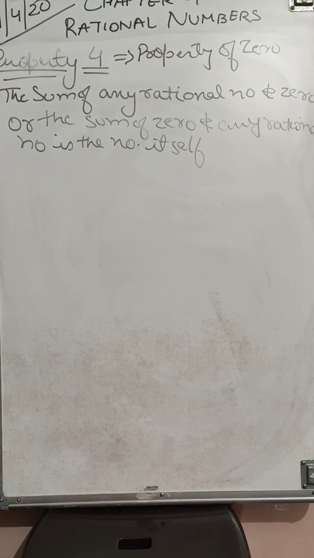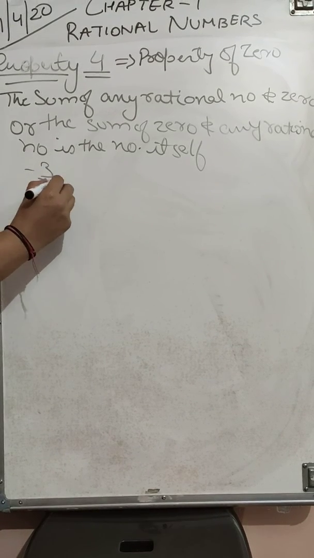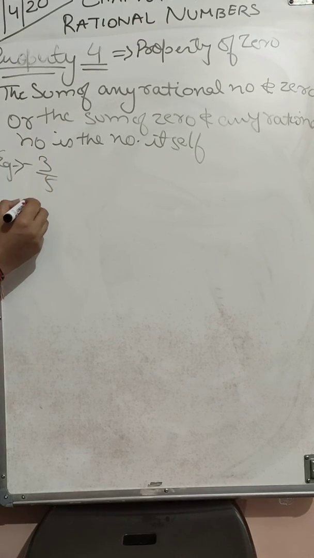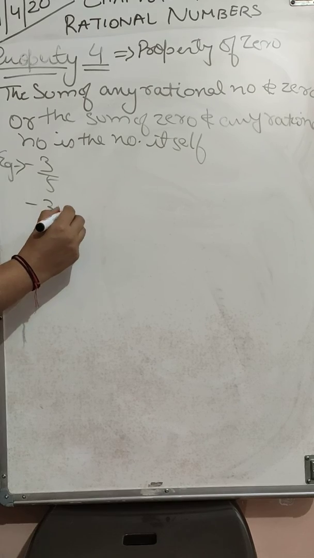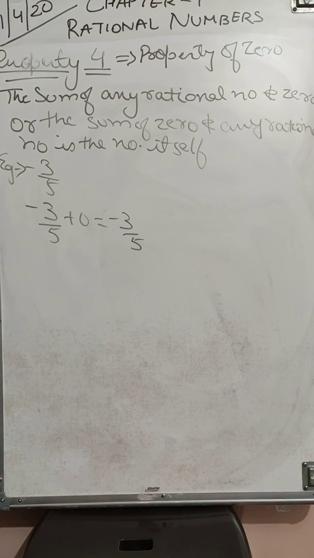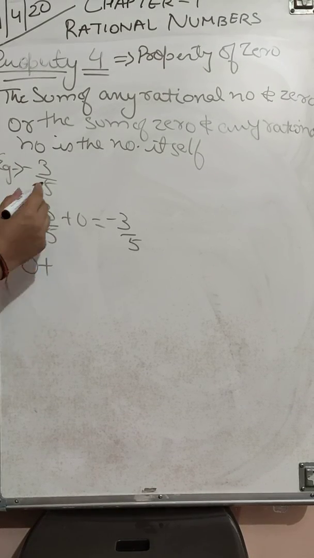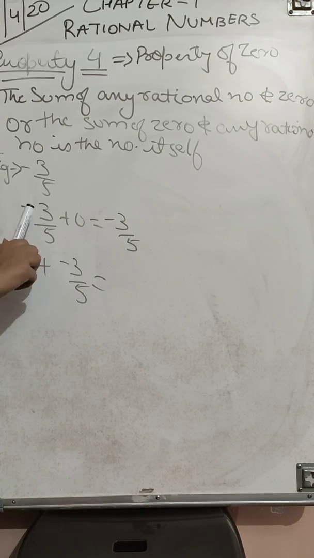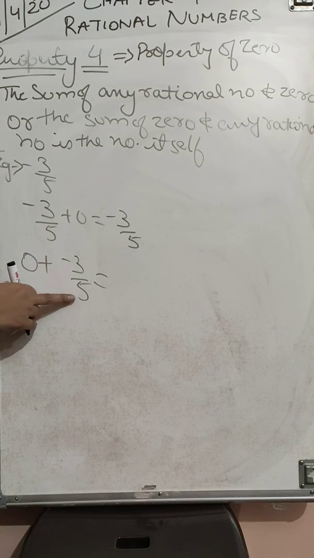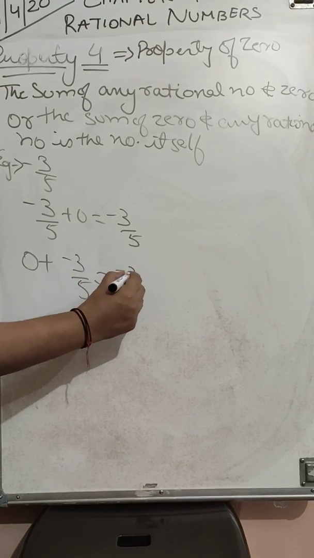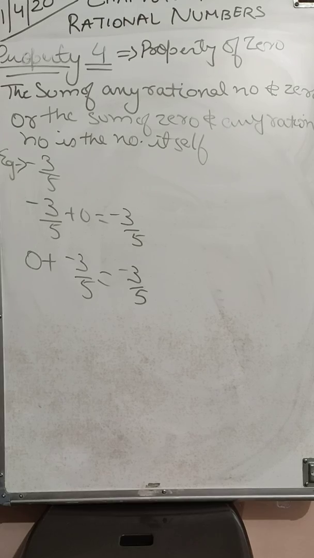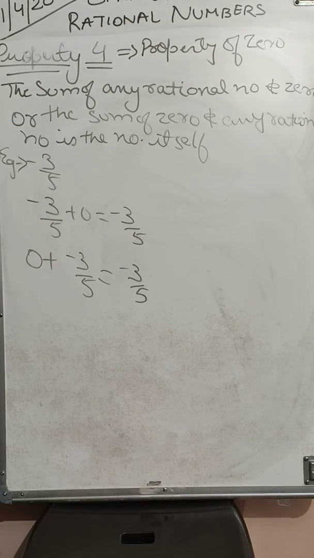Let's take an example. Minus 3 upon 5 is the example, right? Now see, if we add minus 3 upon 5 plus 0, then what are we going to get? Minus 3 upon 5. If we add 0 with minus 3 upon 5, or here we have added minus 3 upon 5 with 0, the answer is minus 3 upon 5. See, again in both the cases the answers are same, hence the property of 0 is verified.